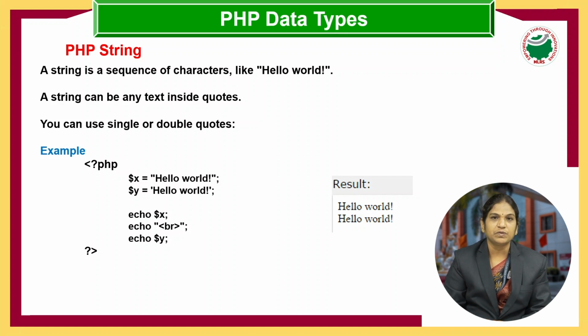Which statement do I have to use? Either print or echo. So echo $x, and what is going to be printed on the screen? Hello world is going to be printed, because hello world is the value assigned to the $x variable. Then echo br tag; br means break line, so our cursor moves to the next line. The next statement is echo $y. $y is also holding the value hello world, so it is going to print hello world as the output. So this is the string data type.